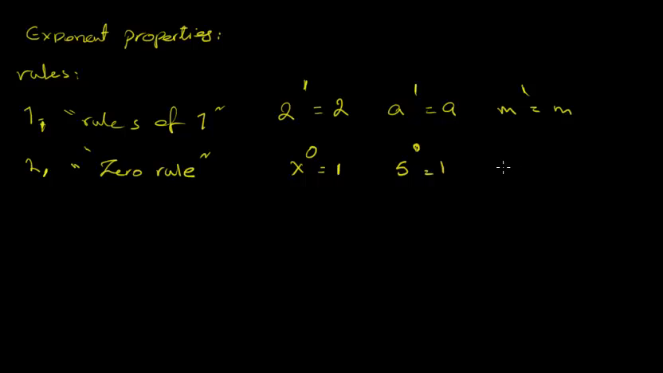Or let's say we have 3 to the power of 0 equals 1. Any number to the power of 0 is going to be 1. And then we have rule number 3, that is negative exponent.